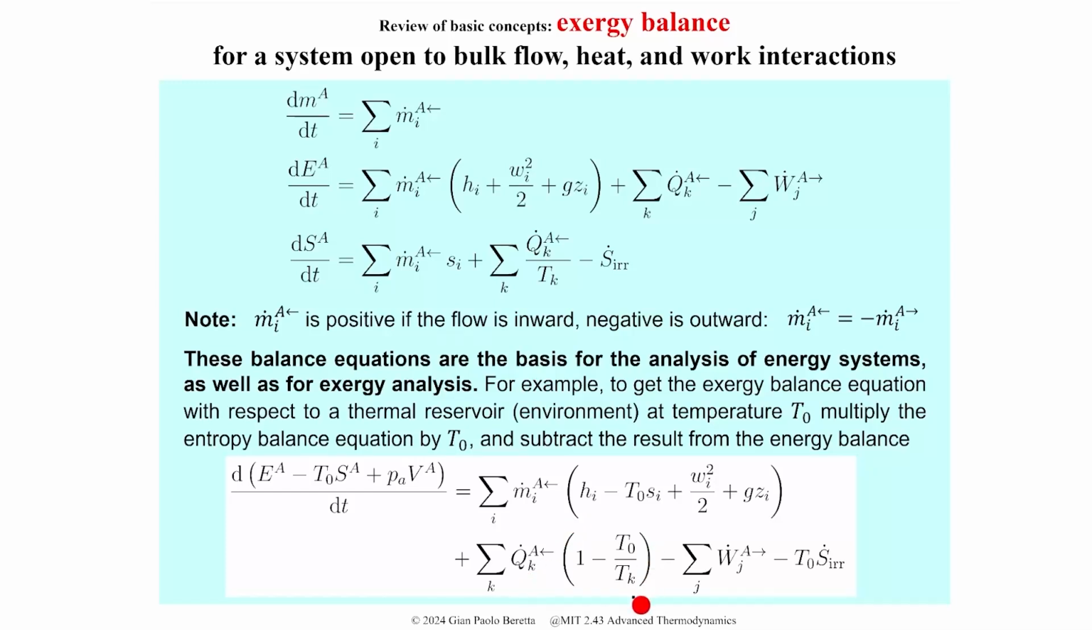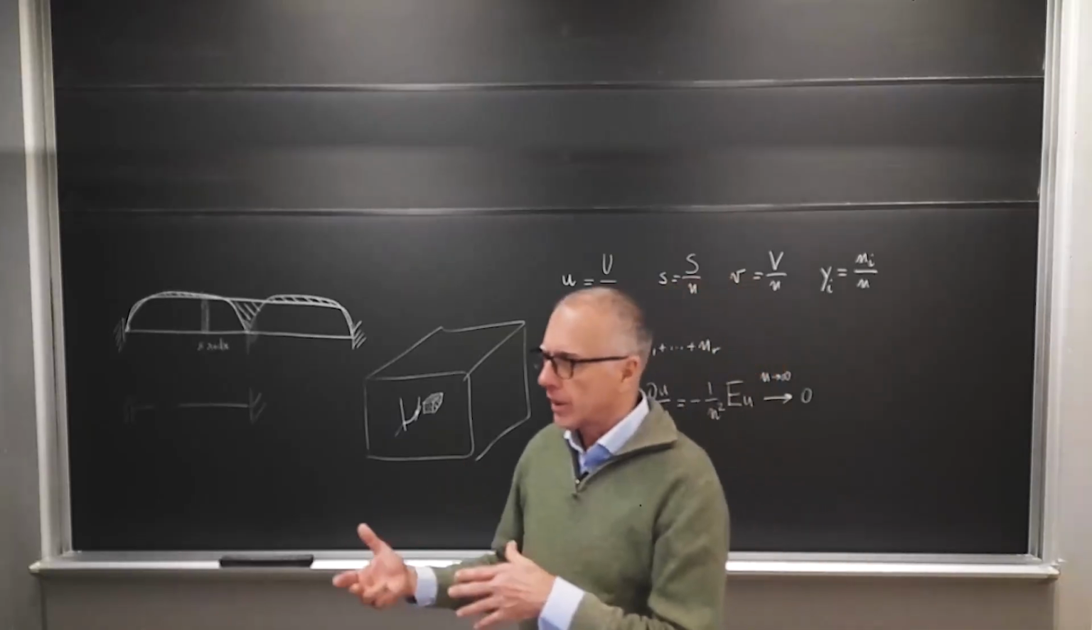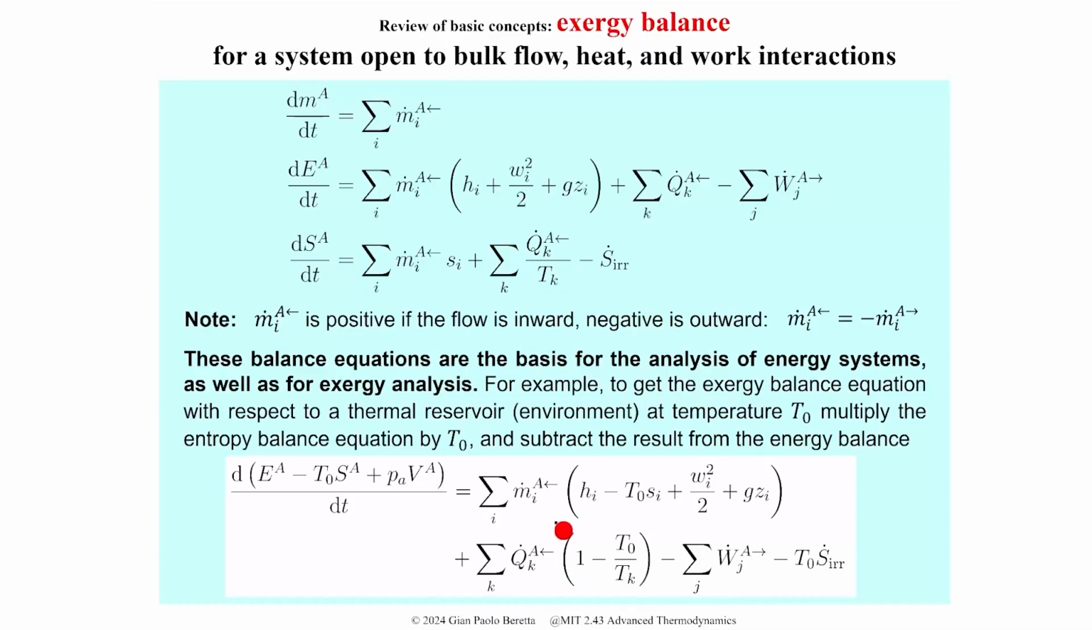Heat times Carnot coefficient. And the Carnot coefficient is between the temperature of what I've chosen as my environment and the temperature at which the heat is exchanged. This represents, for a given Carnot engine, the maximum work that you could extract by exploiting that heat interaction, having available an environment at temperature T0. And so this is the exergy associated with that heat interaction.